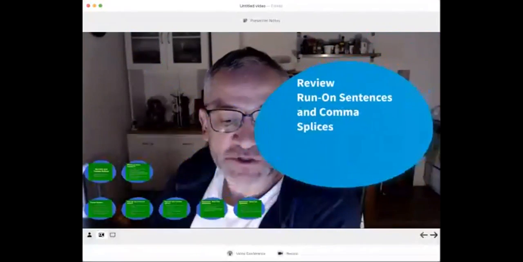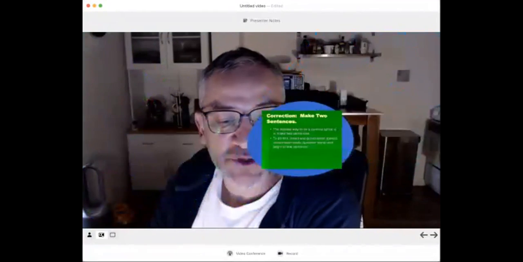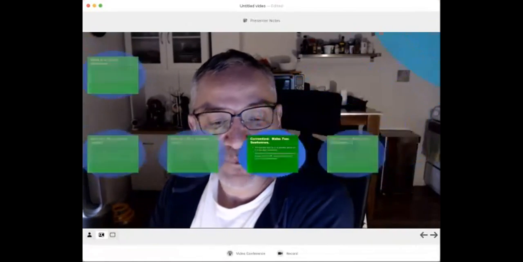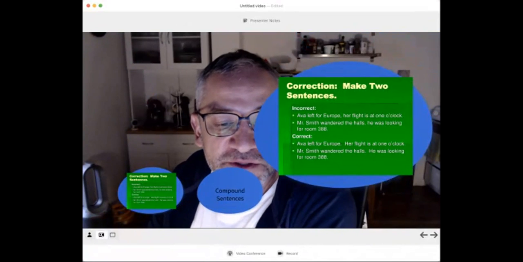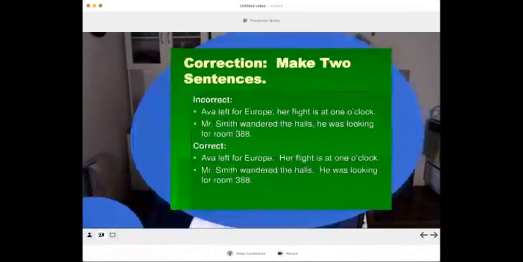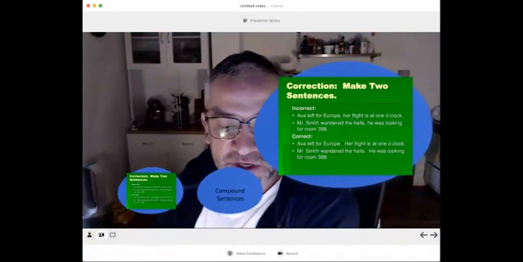Fixing a comma splice. What we did last time was we took each sentence and made it into two complete sentences. That's the easiest way to correct a comma splice. So incorrect is, Ava left for Europe, her flight is at 1 o'clock. That's the comma splice. Correcting it, we made it into two sentences. Ava left for Europe, period. Her flight is at 1 o'clock. So that's what we did last week. That's the most basic way to fix a comma splice, right?